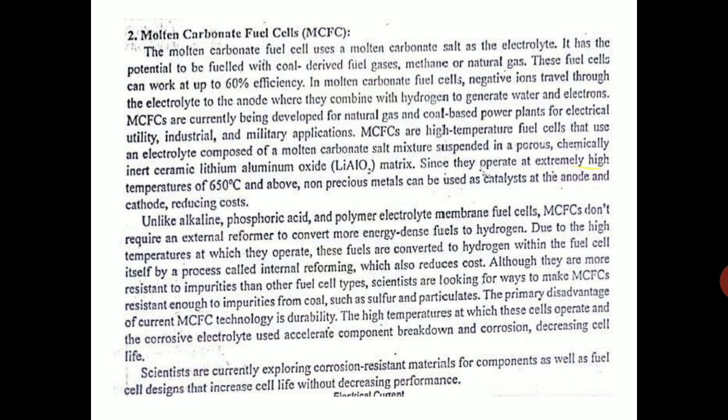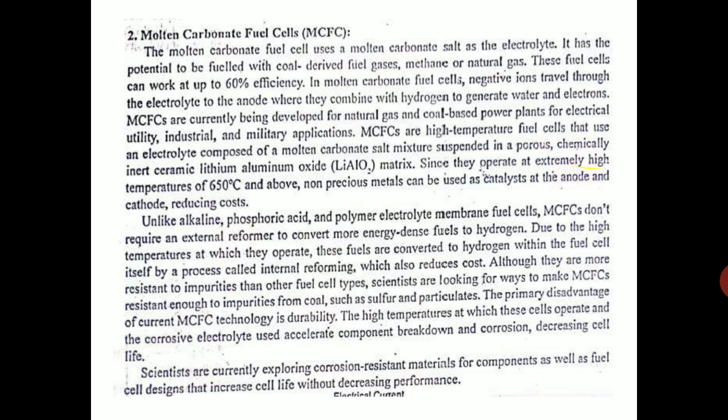Because the catalysts, platinum and all, which are used in other fuel cells, are expensive. See, here in the molten carbonate fuel cells, we can use coal derived gases like methane and natural gas. So we don't require pure hydrogen here. Otherwise, when you want pure hydrogen, you should have an external reformer. But here this doesn't require an external reformer, it will do it internally. Because of the high temperatures at which they operate, the fuels are converted into hydrogen within the fuel cell itself, and this process is called internal reforming, which also reduces the cost.